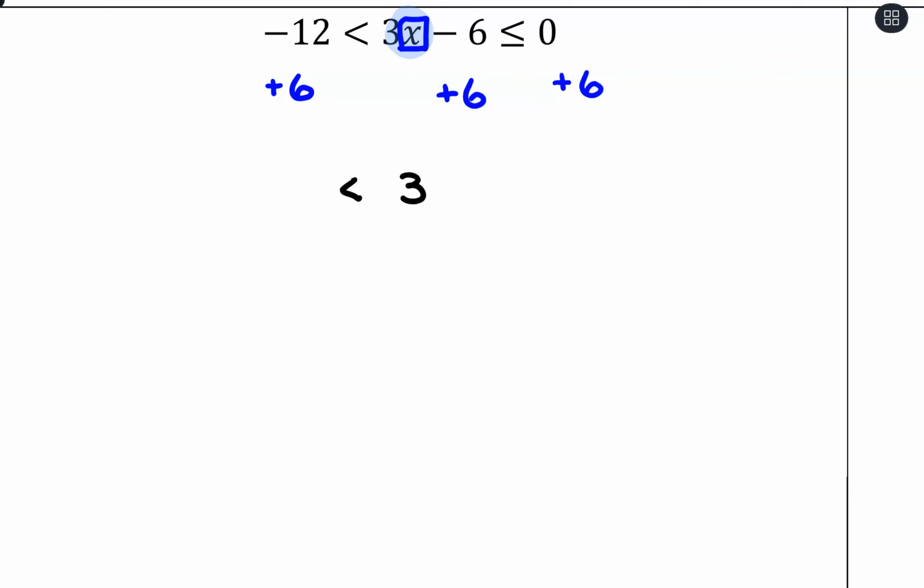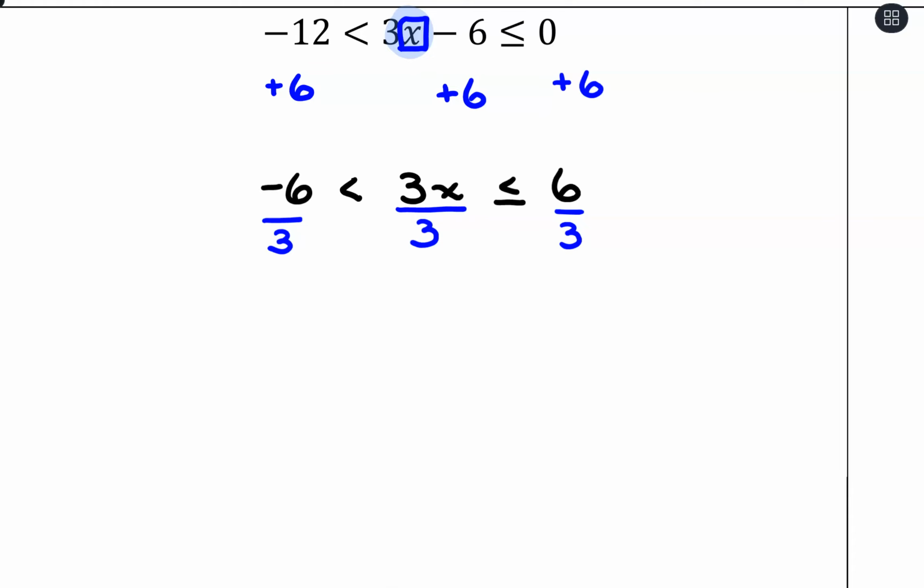Negative 12 plus 6, so negative 6 is less than 3x is less than or equal to 0 plus 6, which is 6. So we just have to make sure we do it in all three spots. And then to get x all alone, I want to divide by 3, and I would need to do that absolutely everywhere. Now, we're dividing, but it's a positive value, so I don't need to worry about switching it.